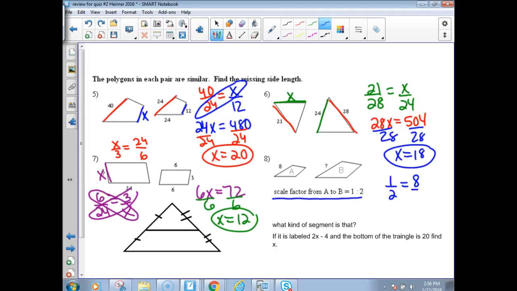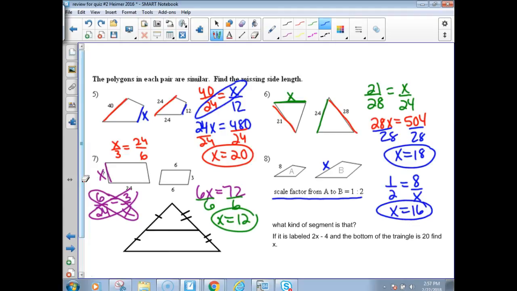It has to be. Yep. All right, so how do we know what order? Because this says scale factor A to B is 1 to 2. So first figure to second, 1 to 2. First figure to second would be 8 over x again. So this is correct. And so 1 times x is equal to 16.